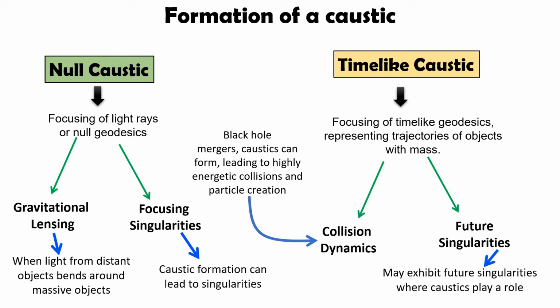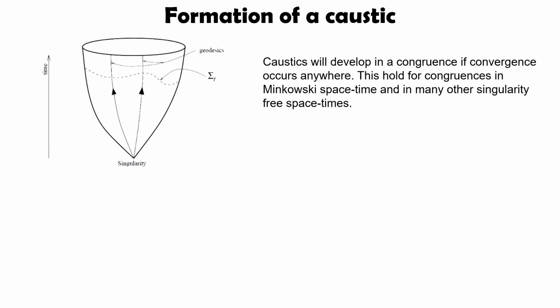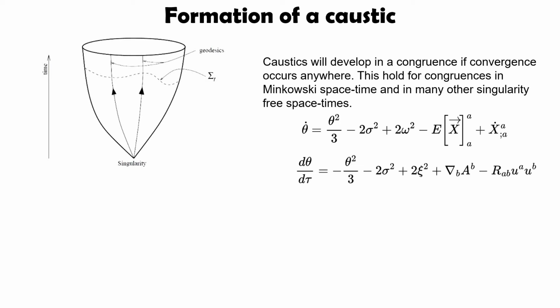Now when we talk of general relativity and convergence, this is a kind of diagram where caustics will develop in a congruence if convergence occurs, and this holds for congruences in Minkowski spacetime also and many other singularity free spacetimes. Now you see this caustic is also embedded in the Raychaudhuri equation.